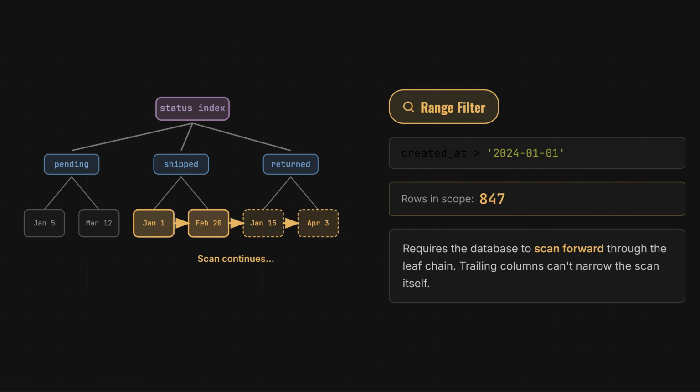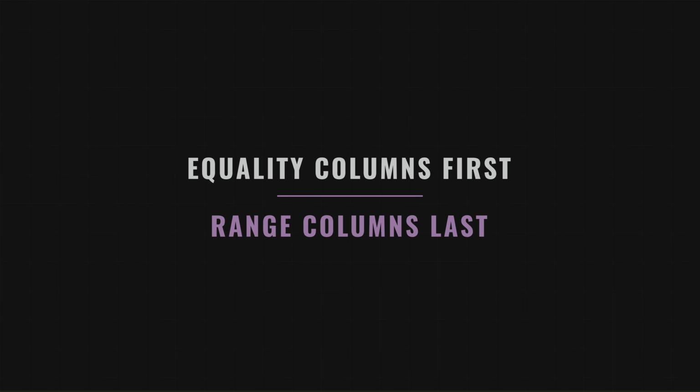Once that scan starts, no trailing columns in the index can narrow the scan itself. The database can still filter those columns while scanning. MySQL calls this index condition pushdown, but the scan range is determined by the range column. Equality first keeps that range as tight as possible.